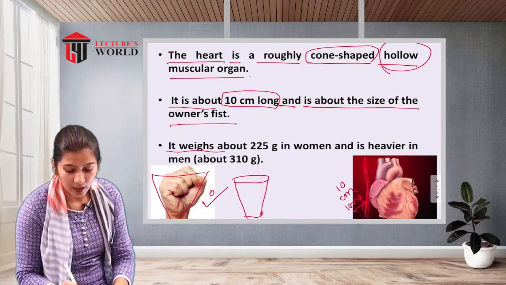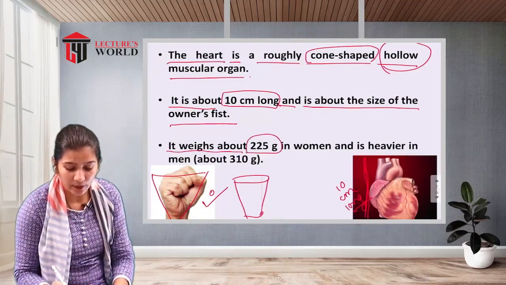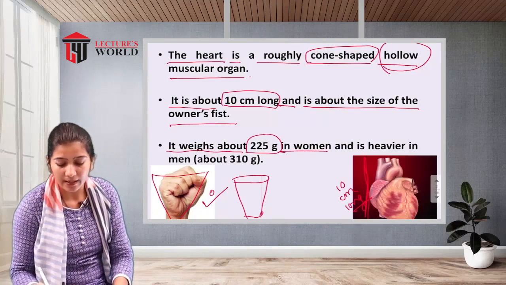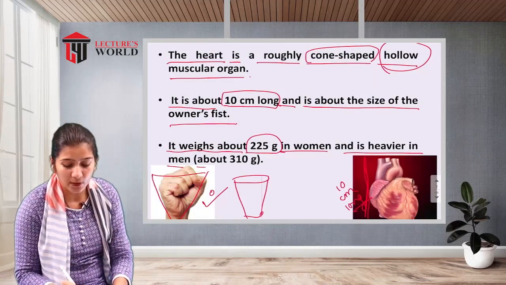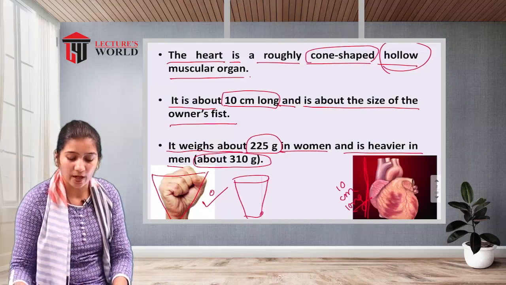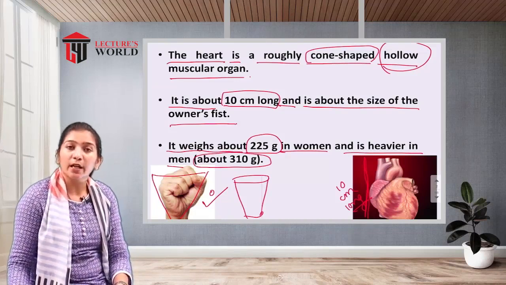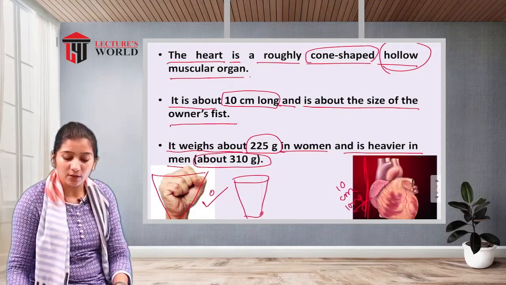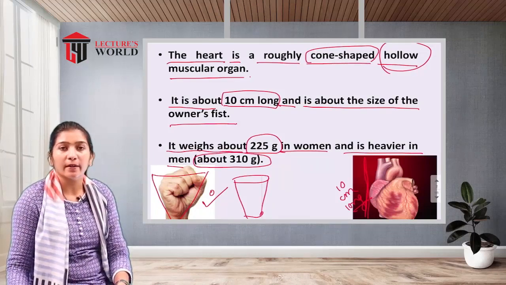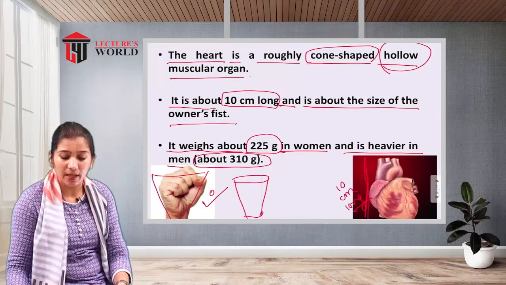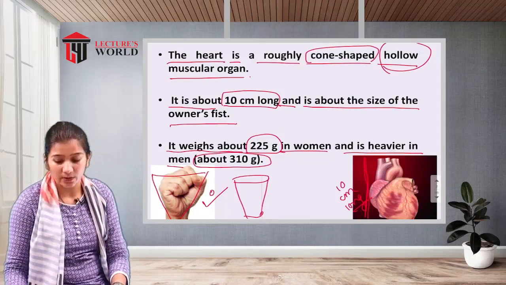The weight is about 225 grams in women and it is heavier in men, about 310 grams in males. So the weight of the heart in women is 225 grams, whereas the weight of the heart in males is 310 grams.